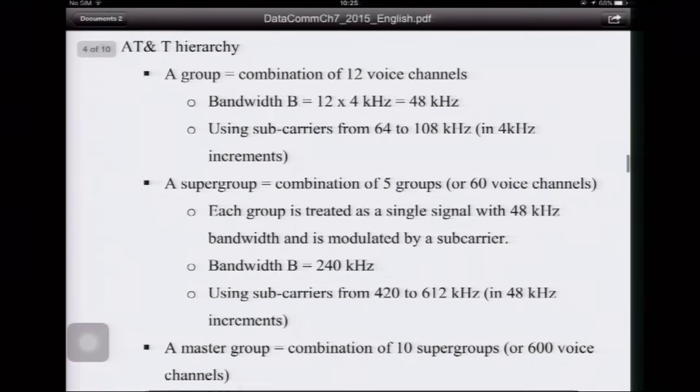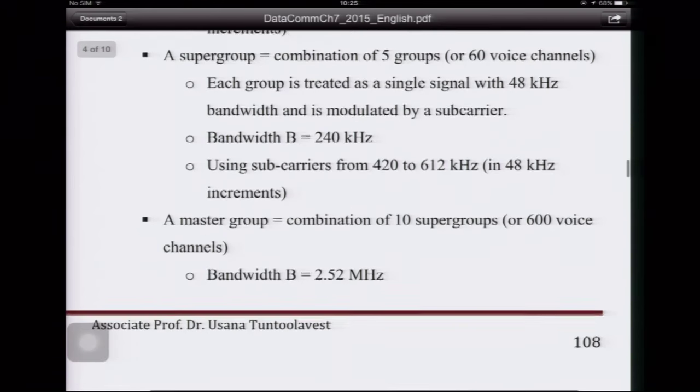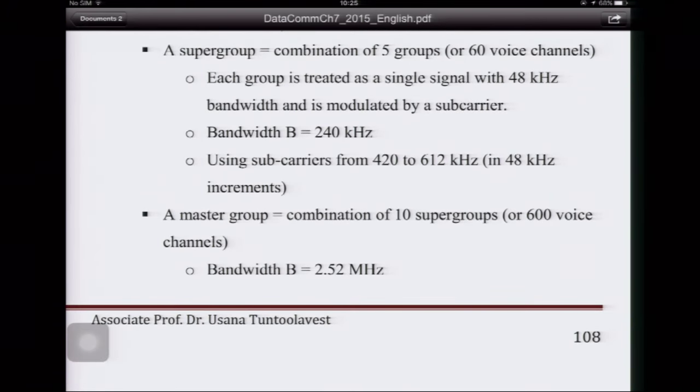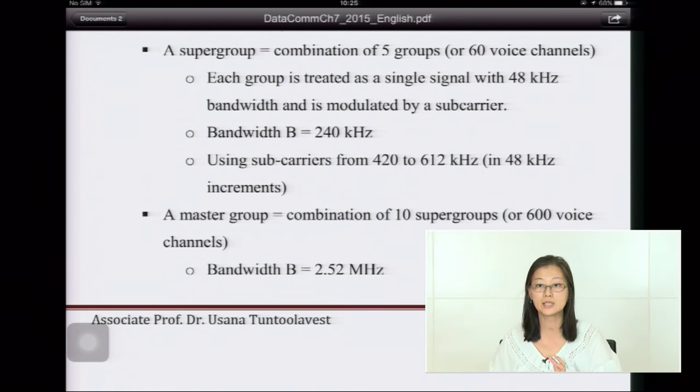Now let's look at the supergroup. The supergroup is a combination of 5 groups, so it consists of 60 voice channels, because each group has 12 voice channels. When you combine into a supergroup, each group is treated as a single signal with 48 kHz bandwidth, and then you modulate by, again, a subcarrier. The total bandwidth is 240 kHz, because it's 60 voice channels and each voice channel is 4 kHz, so you multiply them together and get 240 kHz. You use subcarriers again, from 420 to 612 kHz, with an increment of 48 kHz.